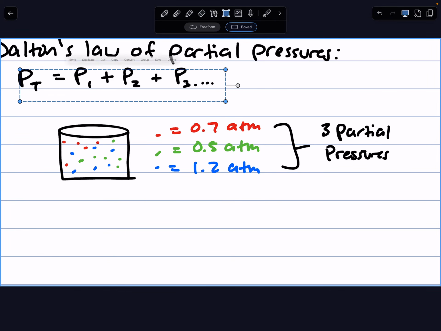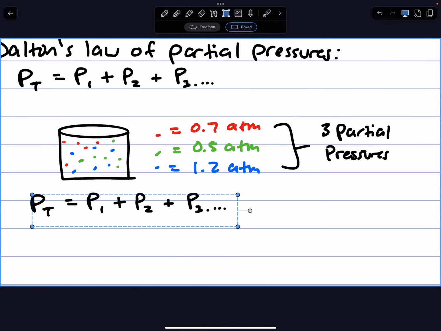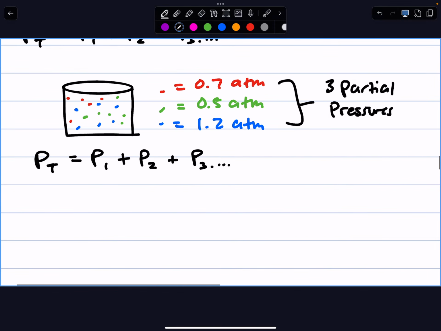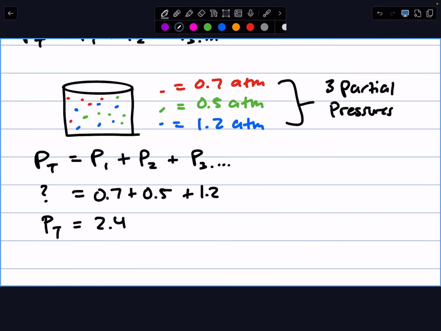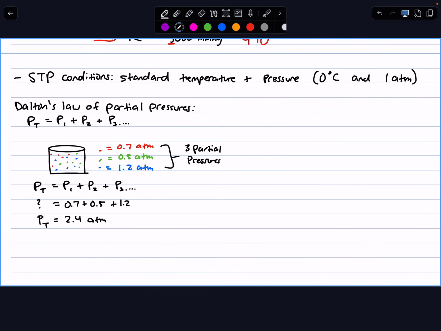So how would I get the total pressure? Let me recopy this formula. I'm looking for this equals 0.7 plus 0.5 plus 1.2, and that gives me 2.4. Does that make sense? And then obviously sig figs, but that doesn't matter right now. Just understand the concept.